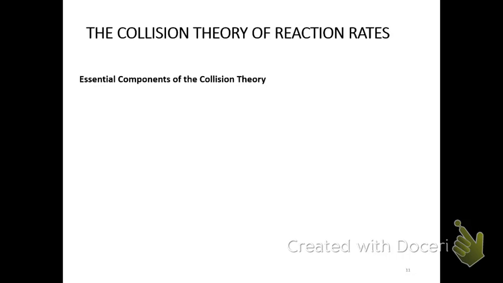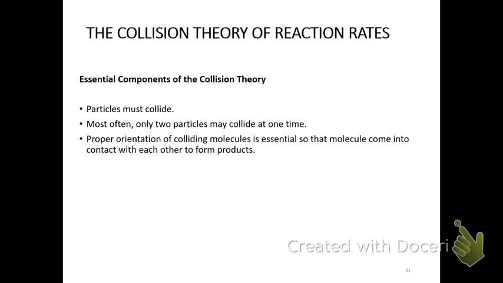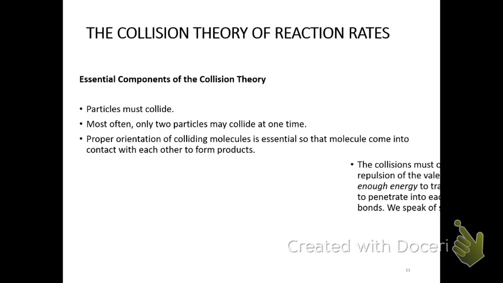So, what are the essential components of the collision theory? First of all, particles must collide. Without collisions, nothing can happen. Okay? Second part, most often only two particles may collide at one time. Next, proper orientation of the colliding particles is essential so that the molecules can come into contact. Okay? So if I've got two negative ends of particles bumping together, that would not be a proper orientation.